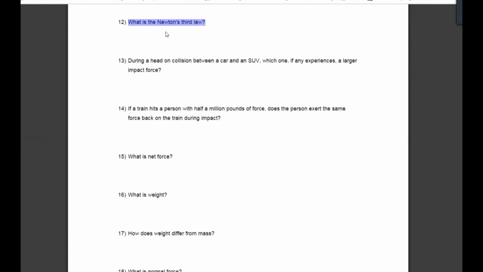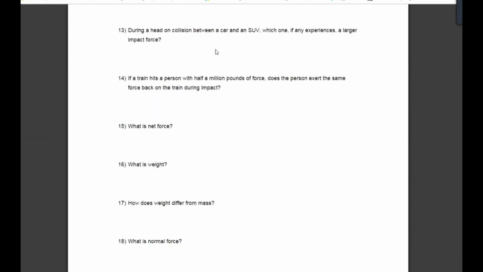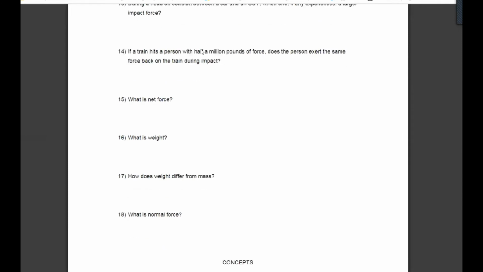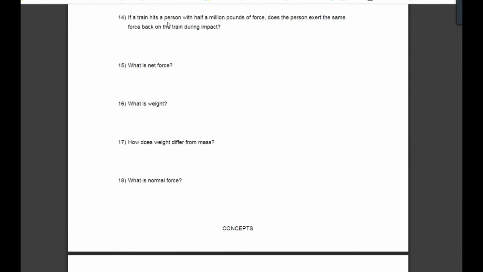It says forces will come in pairs, so there will always be force pairs. One force is responsible for creating the pair, and that's known as the action force. For every single action force, there's going to be an equal and opposite reaction force. In a head-on collision between a car and an SUV, which one experiences a larger impact force? Both will experience the same impact force because of Newton's third law, which means that forces come in pairs. For every action force, there's an equal and opposite reaction force.